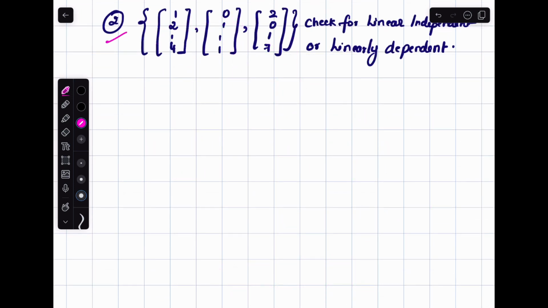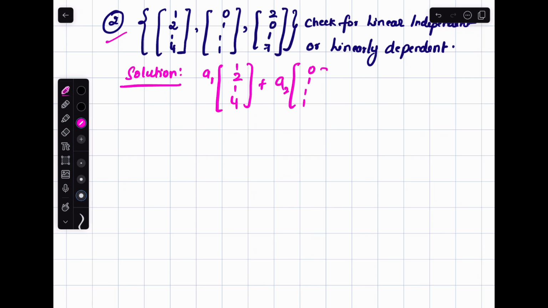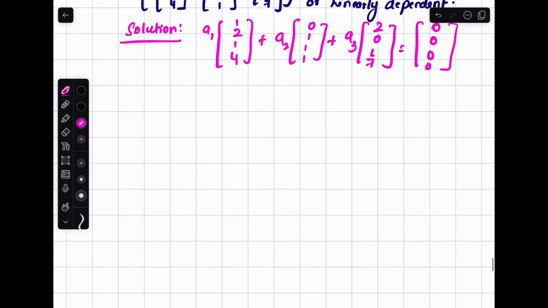So second one is a similar one, and we have to check whether these vectors are linearly dependent or independent. So the solution as usual starts with, you have to write it in the a1 b1 form. So a1 and the matrix directly I will write, plus a2 the second vector 0 1 1 1, and a3 the third vector, that is 0 2 0 1 7, is equal to 0. That is in the linear combination formula. Now we will write the equation or the vectors in the matrix form. So 1 2 1 4, 0 1 1 1, 2 0 1 7, given 0 0 0 0.